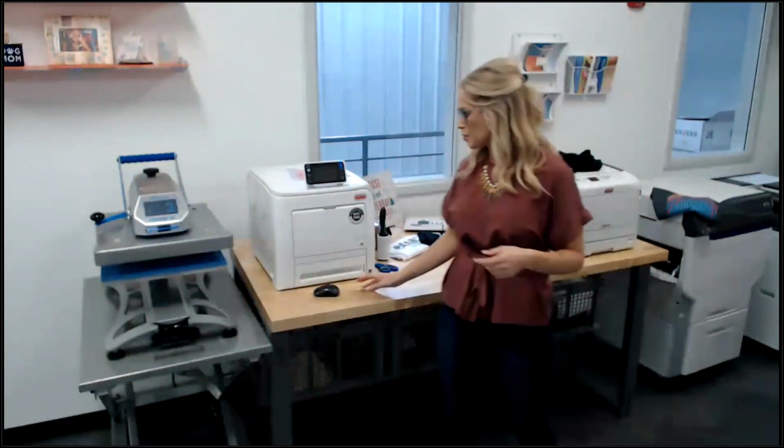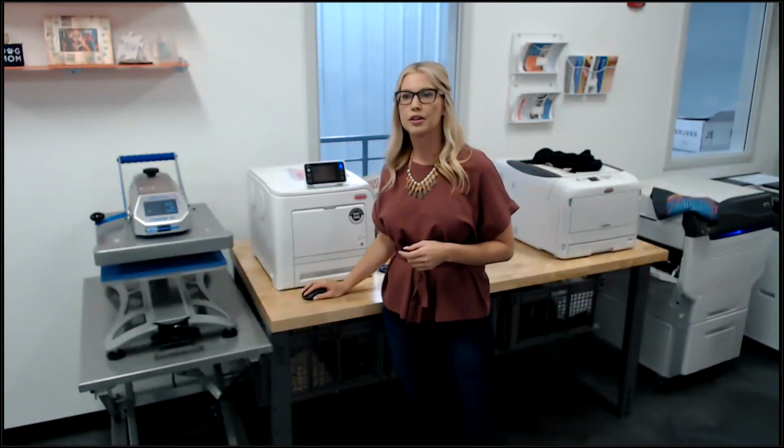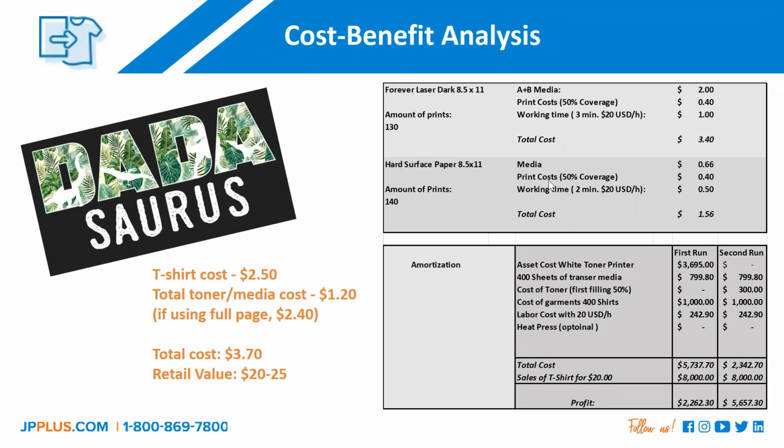So I'm going to switch back to my PowerPoint so we can kind of go over what exactly this cost us. For this media here, I did not use a full 8.5 by 11 transfer sheet. I probably only used half of it. So you could print 2 out on that one and get your full money's worth. But for this one, I just went ahead and put $1.20 for the toner and media cost. The shirt cost was only $2.50. So this shirt only cost me $3.70 to produce.